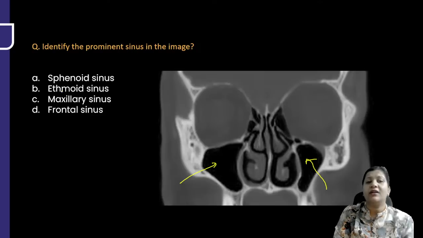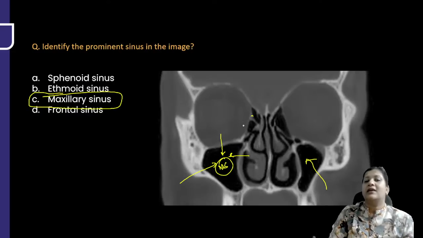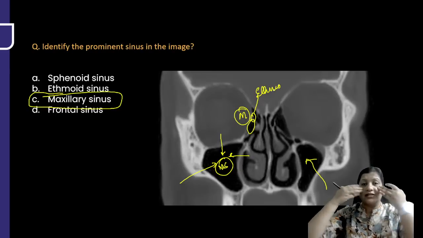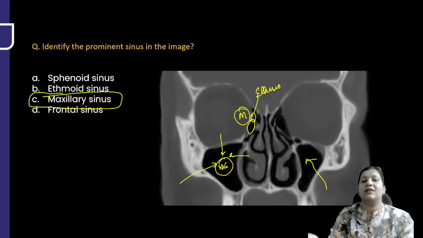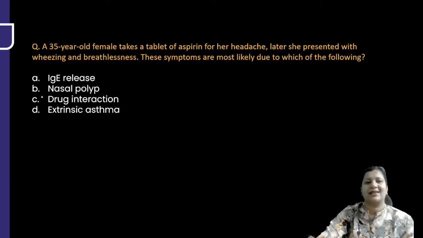Yes, very good. The most prominent sinus that you see here is the maxillary sinus, which is present below the orbit, lateral to the lateral wall of the nose, in your cheekbone. This is your maxillary sinus. The cells which are localized near the medial wall of the orbit are your ethmoid sinuses. And if we go anteriorly, then we can see the frontal sinus. So the answer is maxillary sinus.